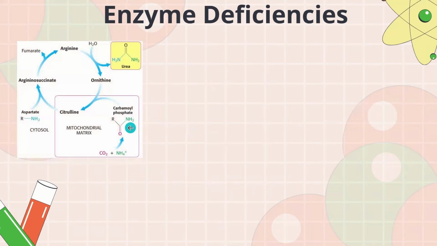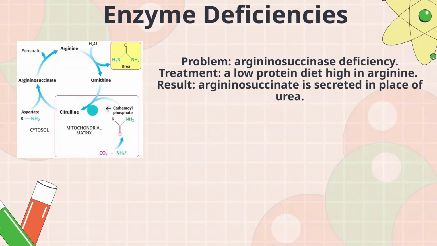We talked about argininosuccinate, but we want to talk about argininosuccinase deficiency. If we have a problem with it, obviously we're not going to have fumarate and arginine. We're going to retain argininosuccinate, which is a big molecule. The treatment is a low protein diet, with arginine. As a result, argininosuccinate is basically secreted in place of urea. This is the way to treat it.